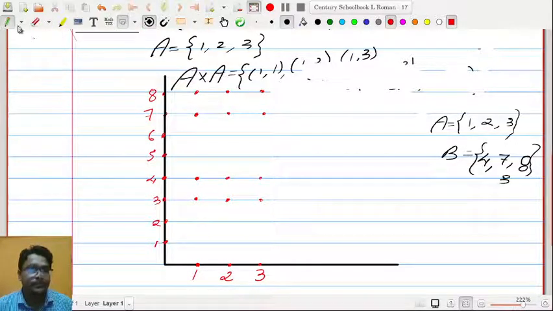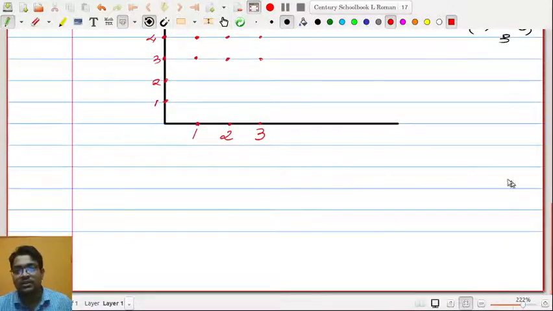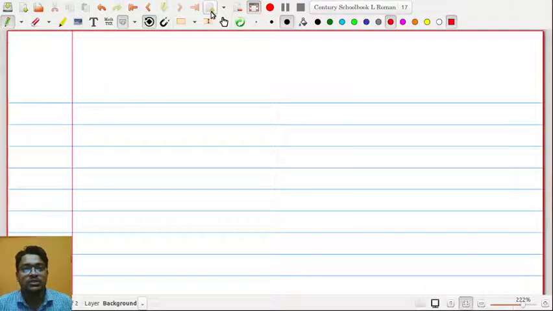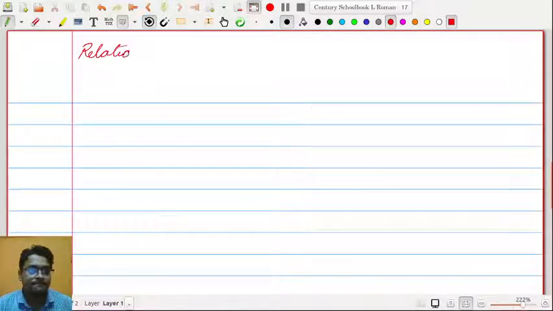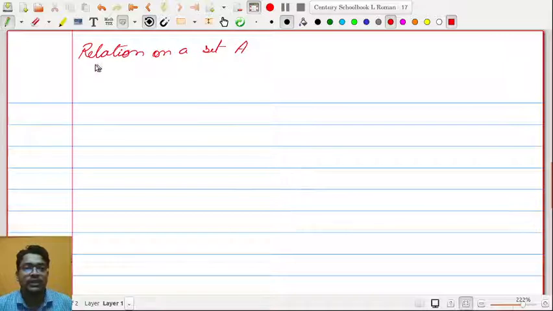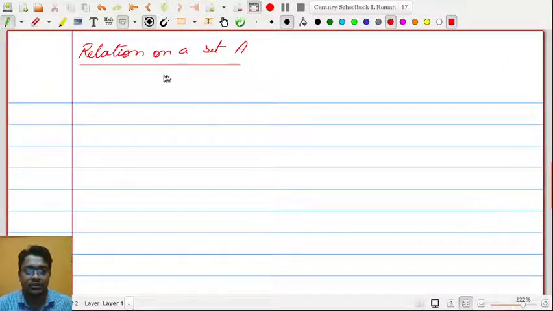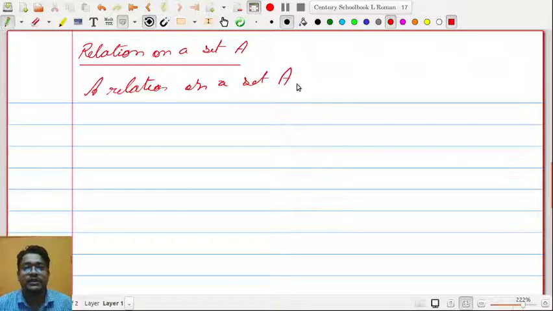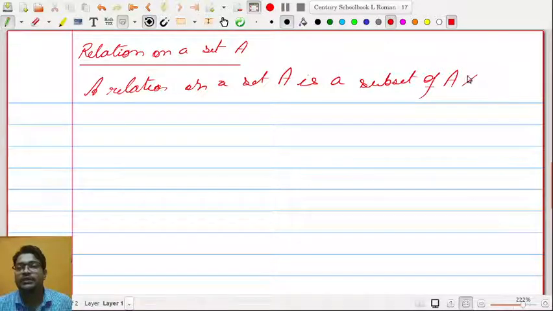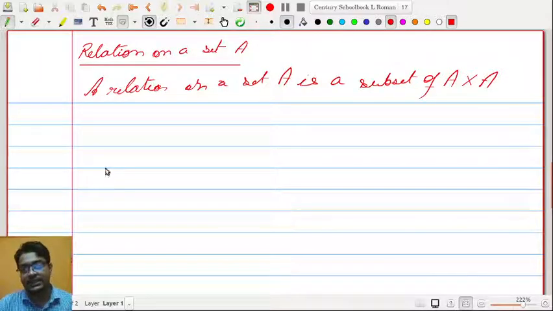Now let us see what a relation is. A relation on a set capital A is a subset of A cross A. Any relation on a set A is actually a subset of A cross A. You take any subset, and you get a relation on A.